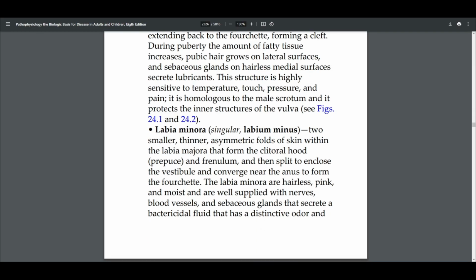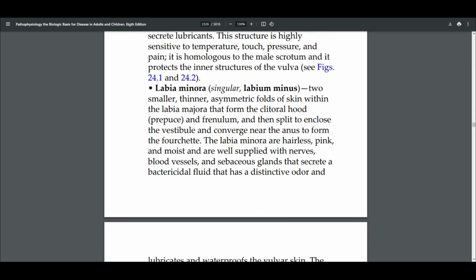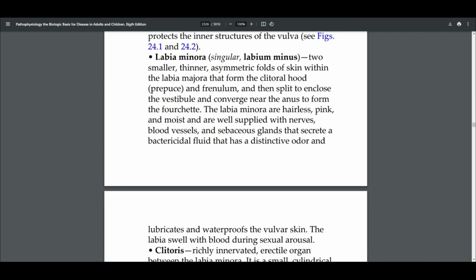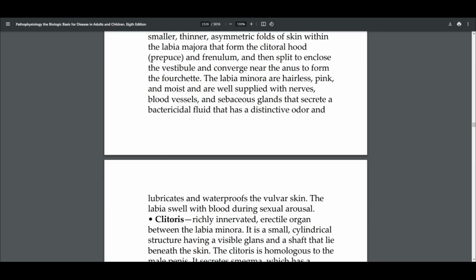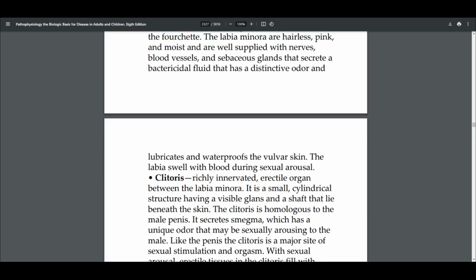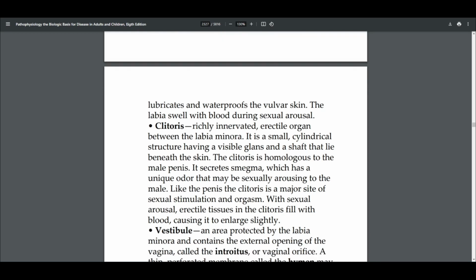The labia minora. Two smaller, thinner, asymmetric folds of skin within the labia majora that form the clitoral hood and frenulum, and then split to enclose the vestibule and converge near the anus to form the fourchette. The labia minora are hairless, pink, and moist, as well as supplied with nerves, blood vessels, and sebaceous glands that secrete a bactericidal fluid that has a distinctive odor and lubricates and waterproofs the vulvar skin. The labia swell with blood during sexual arousal.